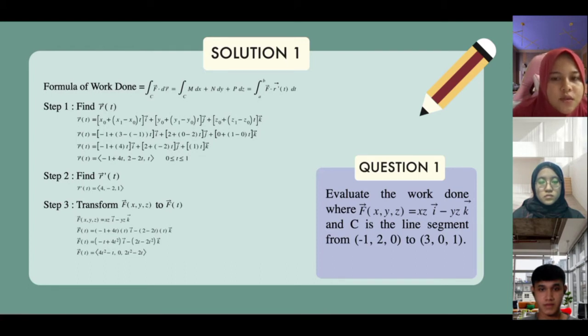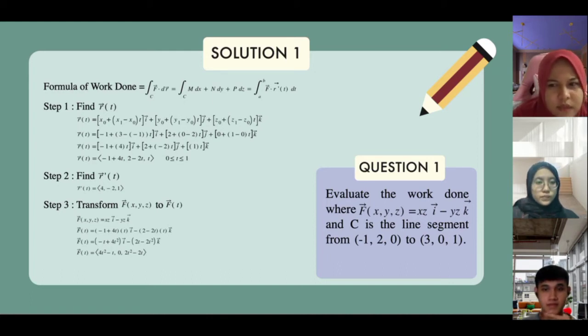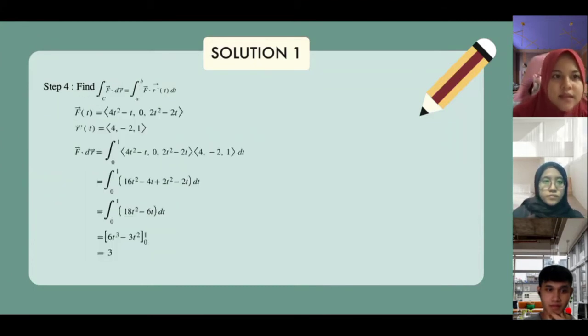So from this, we need to replace x, y, and z. So the result will be the vector of 4t squared minus t, 0, and 2t squared minus 2t. The j component is 0, since the equation given is only in terms of vectors i and k. So the next step is step 4. We need to find the work done by using the formula of work done.